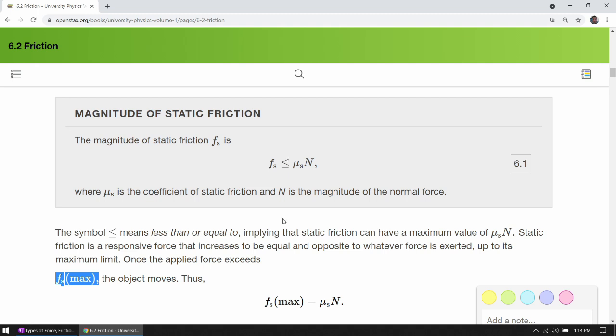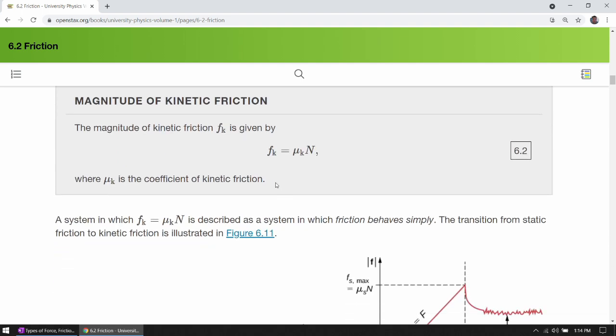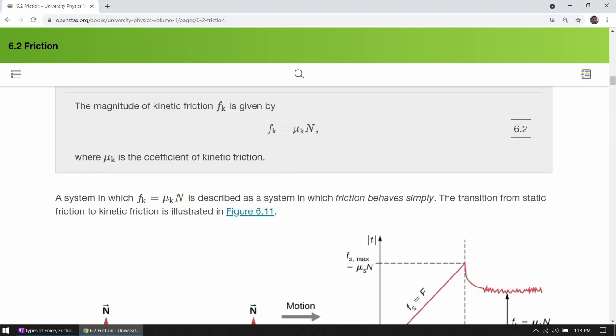Now, kinetic friction force is a lot simpler. It's simply given by this equality. It's the coefficient of friction times the normal force.